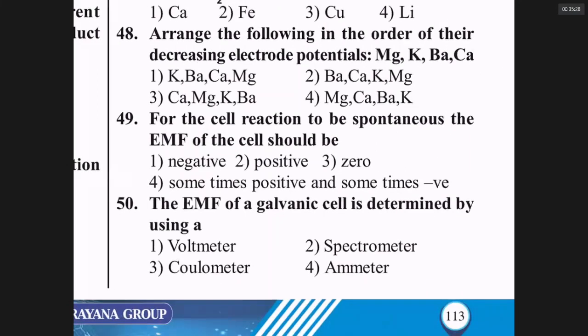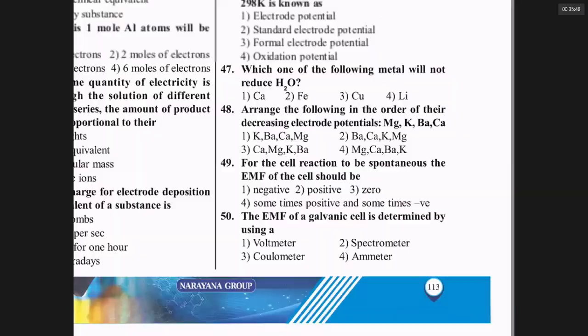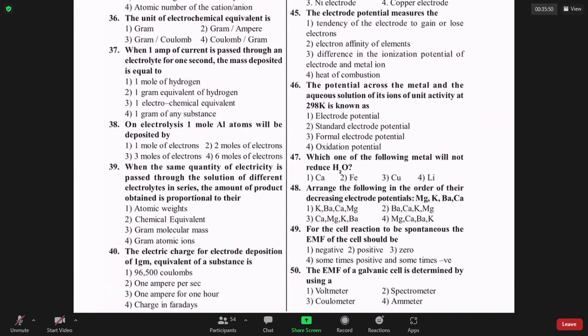For the cell reaction to be spontaneous, the EMF of the cell should be positive. Whenever the EMF is positive, only then the cell works. If the EMF of the cell is 0 or negative, it will never work. The EMF of a galvanic cell is determined by using what, sir? Voltmeter, connected parallel to the circuit.